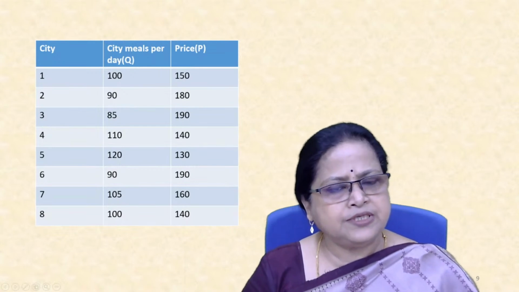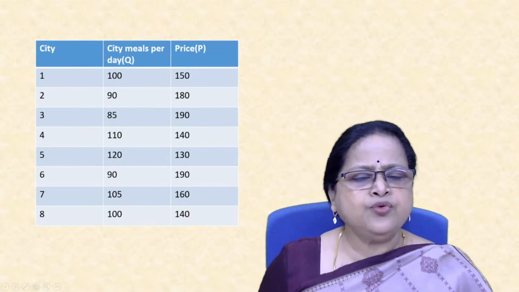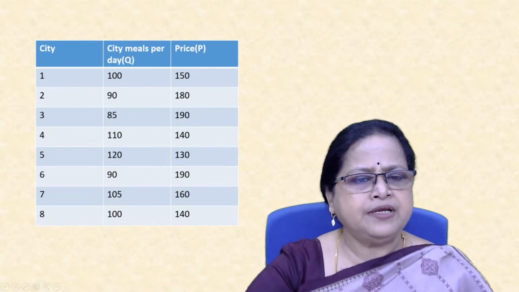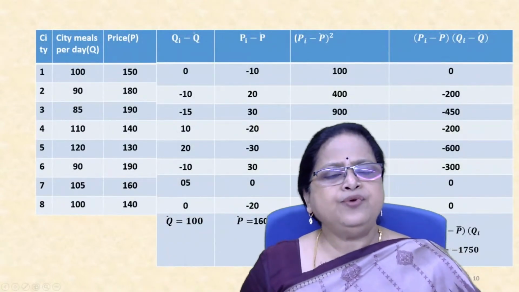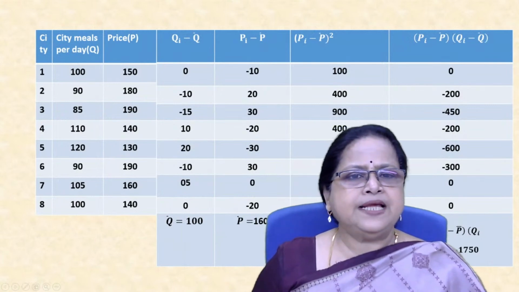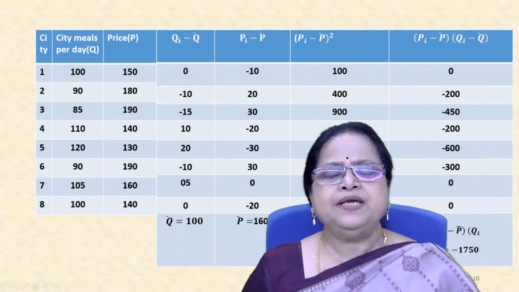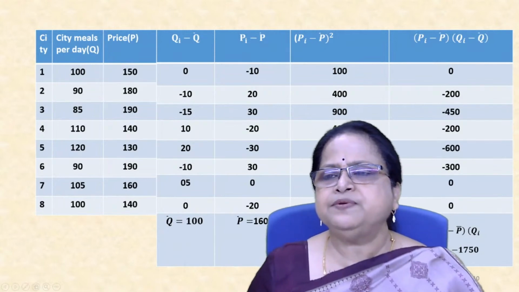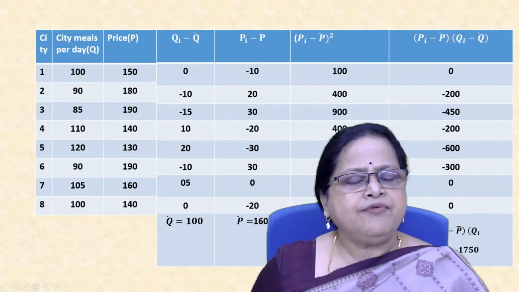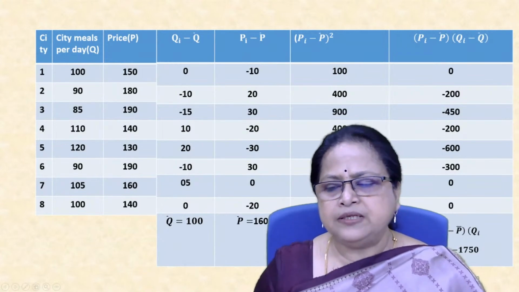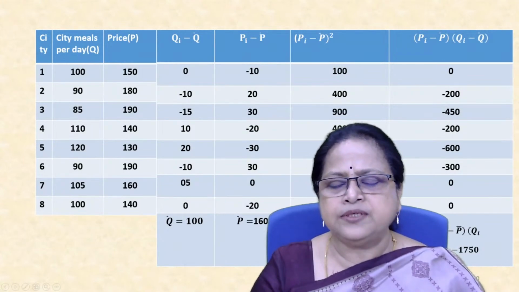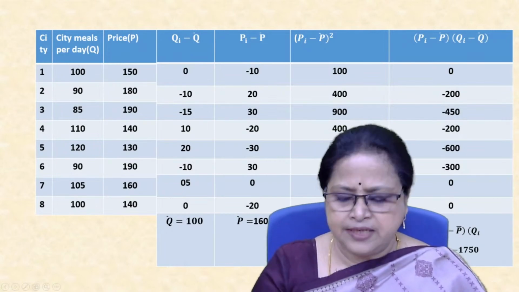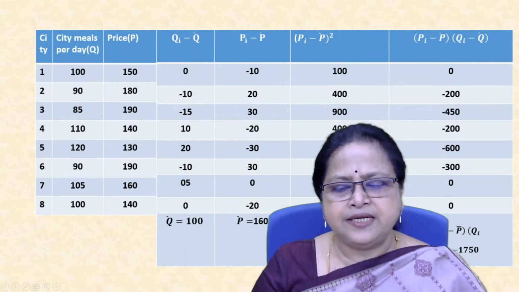We have it, this is in your book, so no need to discuss it here. This is a table given for an example. Now we can find the values like Qi minus Q bar, Pi minus P bar, Pi minus P bar square, and Pi minus P bar into Qi minus Q bar from the given data. And at the lowest row, we find the summation. These are required for calculating the estimated or regressed value.